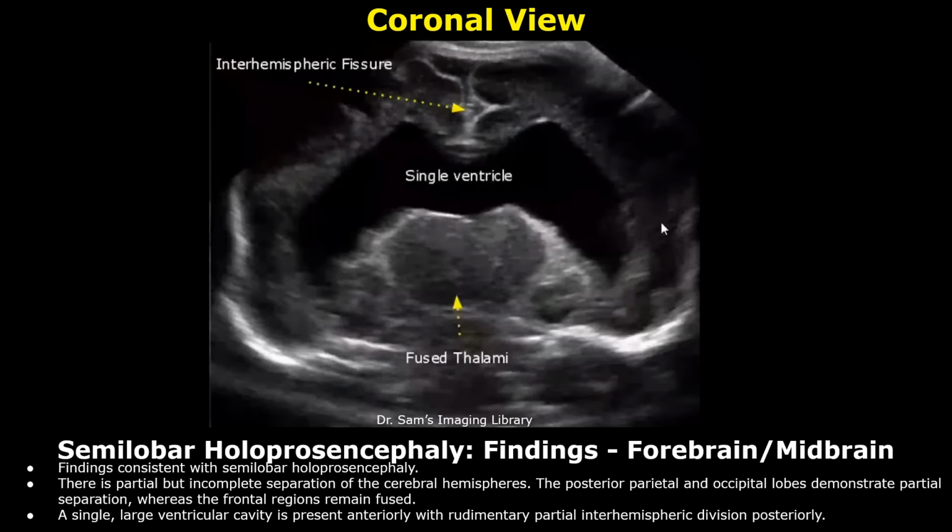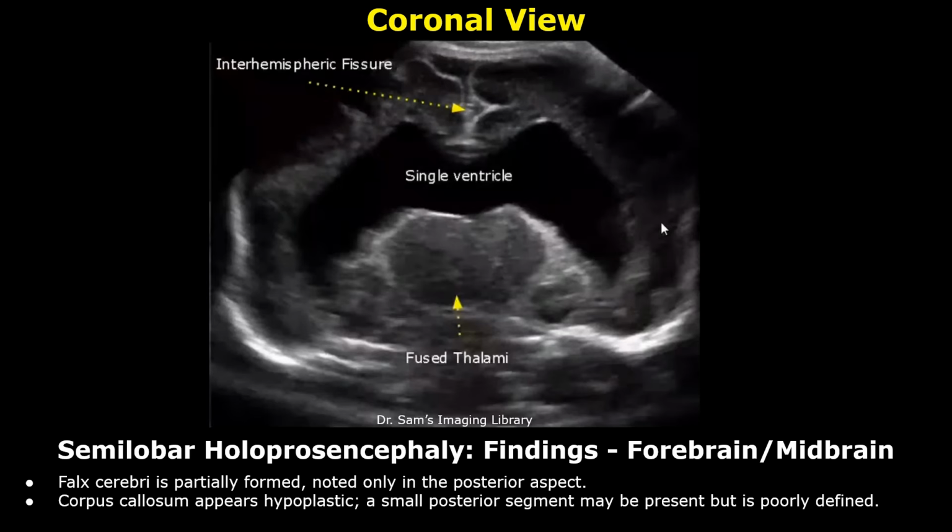Findings of the forebrain and midbrain. Findings consistent with Semilobar Holoprosencephaly. There is partial but incomplete separation of the cerebral hemispheres. The posterior parietal and occipital lobes demonstrate partial separation, whereas the frontal regions remain fused. A single, large ventricular cavity is present anteriorly with rudimentary partial interhemispheric division posteriorly.